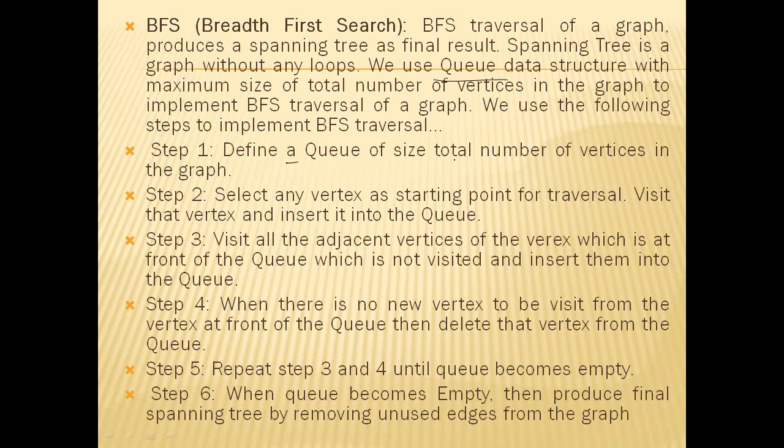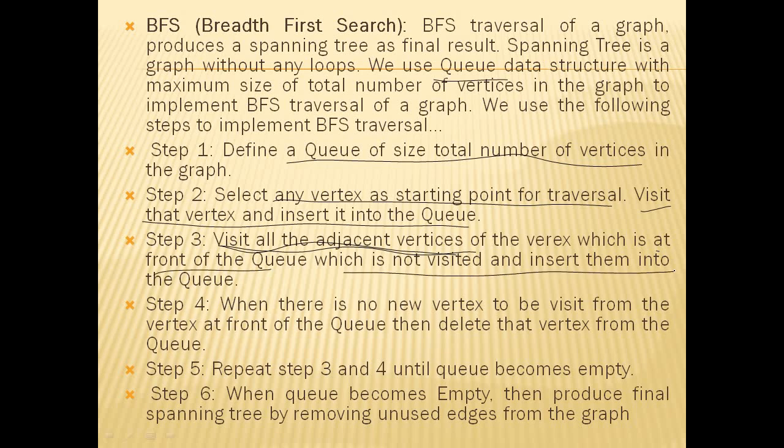Step 1: define a queue of size equal to the total number of vertices. Step 2: select any vertex as a starting point to travel, visit that vertex and insert it into the queue. Step 3: visit all the adjacent vertices of the vertex which is at the front of the queue and which are not visited, and insert them into the queue. So we are not inserting one by one. We are visiting all the adjacent vertices.